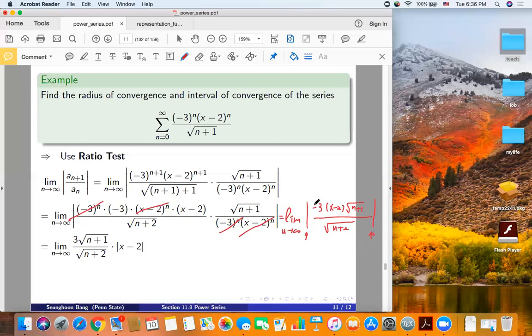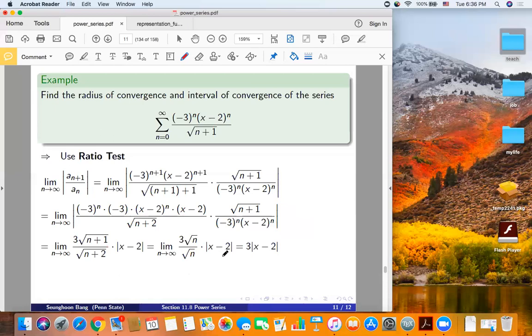What does the absolute value sign mean? Change it to positive, that's good. The 3 is a positive number, take it out. The square root of n plus 1 is a positive number, take it out. The square root of n plus 2 is positive, take it out. We keep the absolute value of x minus 2. Next, ignore the constant terms. Next, take the limit, the square roots cancel out. The answer is 3 times the absolute value of x minus 2.